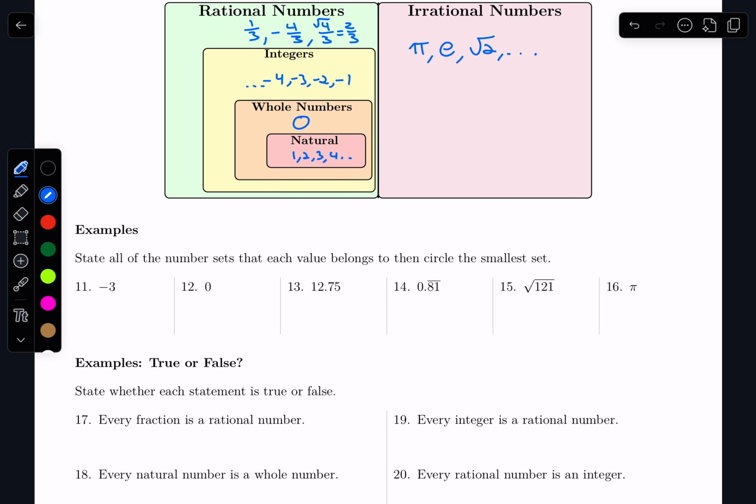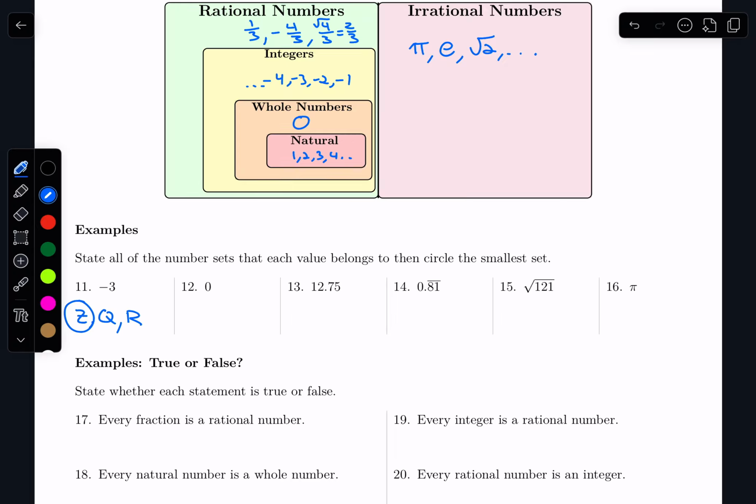It is not a natural number or a whole number because it's not positive or 0. So Z, which is the integers, is the smallest set that this is contained in. But that also automatically makes it a rational number and a real number. But then we're going to circle Z because that is the smallest set, which is the integers.